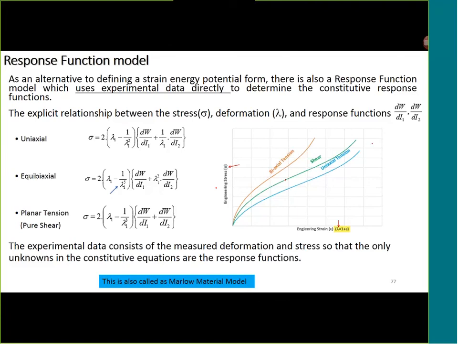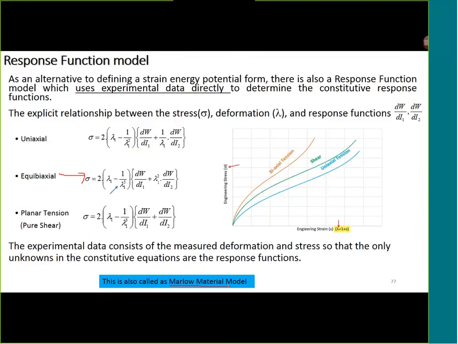So what we do is that from the previous derivative we know that we can write stress as a function of strain energy potential derivatives. These derivatives are called response functions. Okay, so this is the first response function, this is the second response function. Now we are going to write the stress strain curve in terms of the response function. This response function model is also called the Marlow material model. In other tools or in the literature, both are the same.